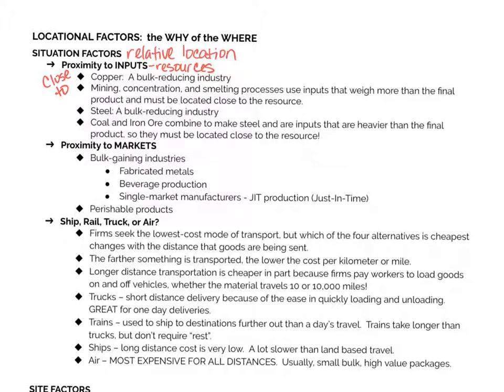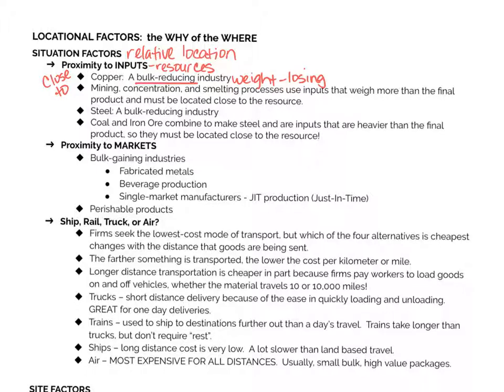Now, some businesses don't need to be close to their resources, but some do. If they do need to be close to their resources, meaning proximity to inputs, it's because they are a bulk reducing industry. Well, let's break that down. What's bulk? Big. The amount. Amount, yeah, that's kind of close. Weight. And what's reducing? Bringing down. Yeah, so losing.